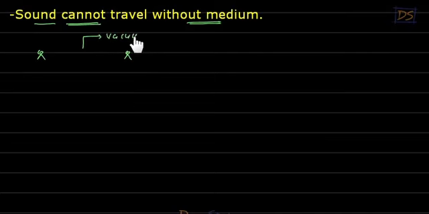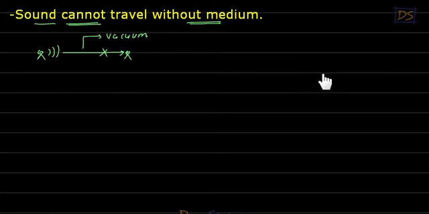So the next point, students, regarding medium is that sound cannot travel without a medium. See, if you are standing and your friend is there, but suppose there is vacuum in between, vacuum means there is nothing at all in between, students, then even if you speak, this sound will not travel to your friend and your friend will not be able to hear the sound. Why, students? Because there is no medium. Sound cannot travel without a medium.